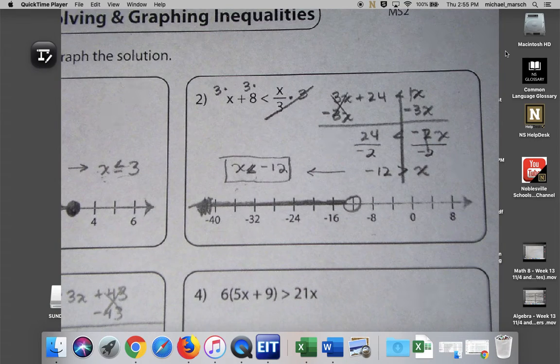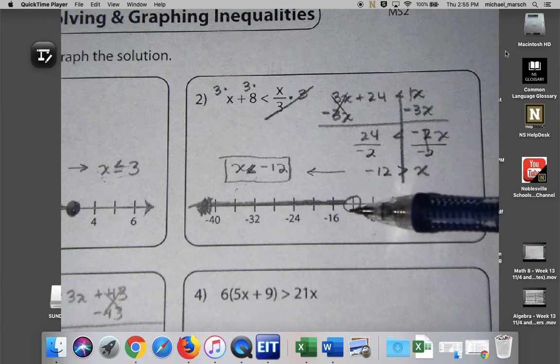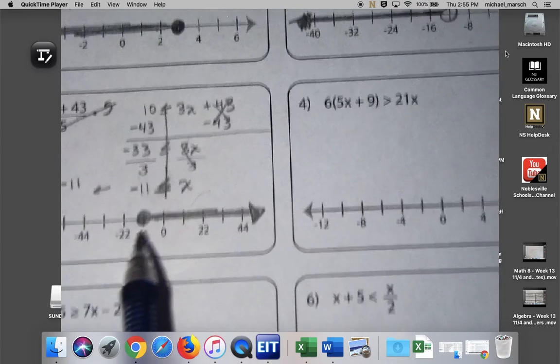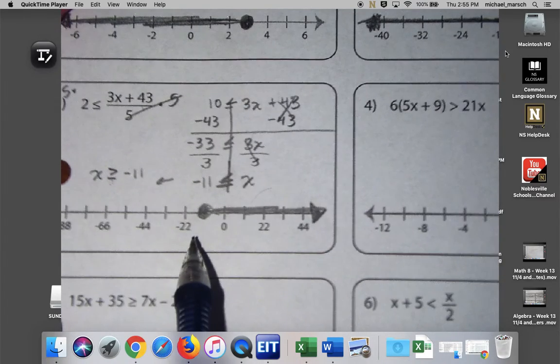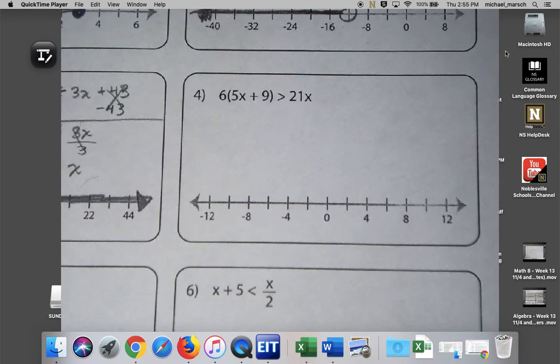What it's telling us is that your answer can't be -12 here, but your answer could be -11 here to make it true. So if there's a line under it, it's closed. Correct. And if there's no line, it's open. Correct. Okay, let's do one more together.